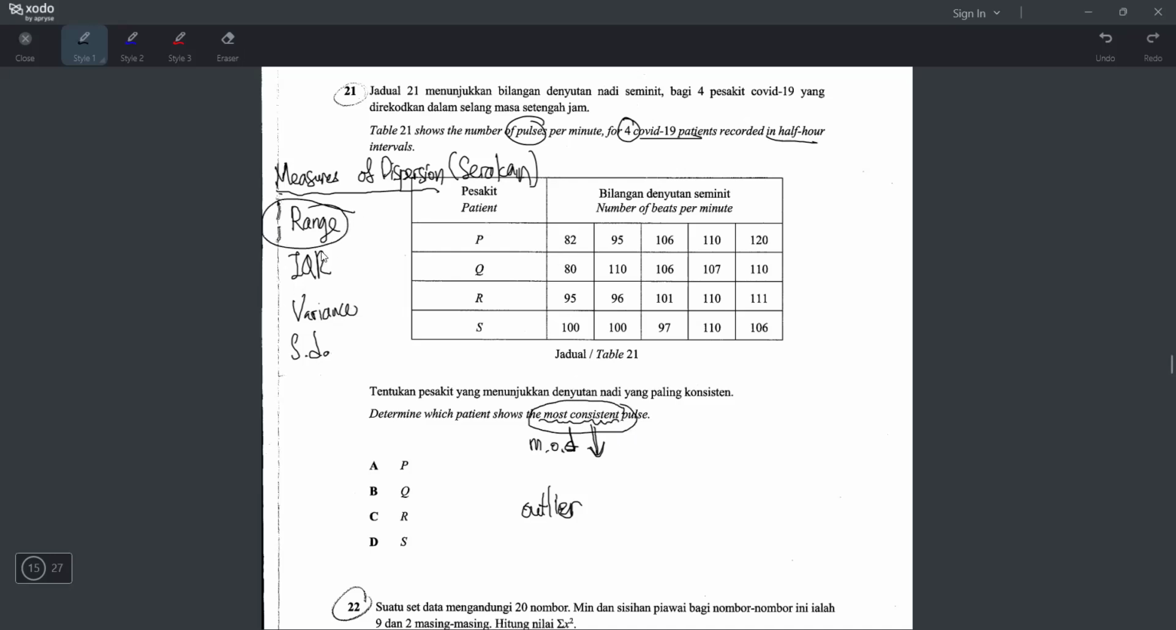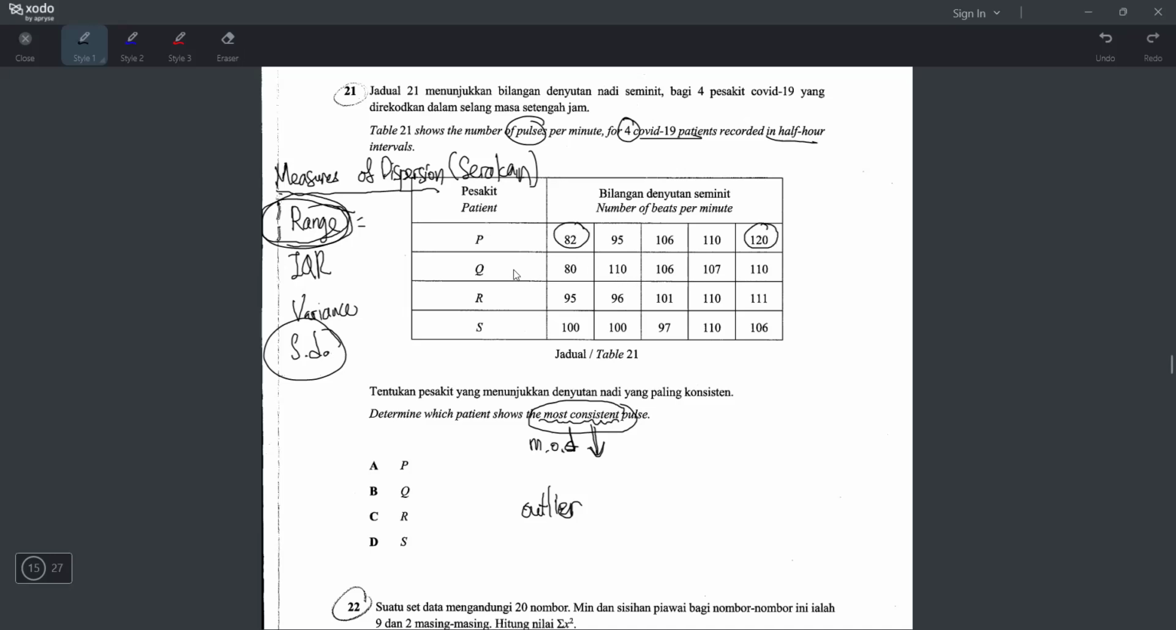So we can use range. Actually, you want to use standard deviation also can, right? But it will take a lot of time to calculate standard deviation because you have to take every number square and then add together and then divide n and then you have to minus mean square and then you have to square root. Like a lot of work. So I would prefer using range to see who's most consistent. And the range formula is very easy. You just take the maximum value minus minimum value. So the maximum for this is 120 minus 82.